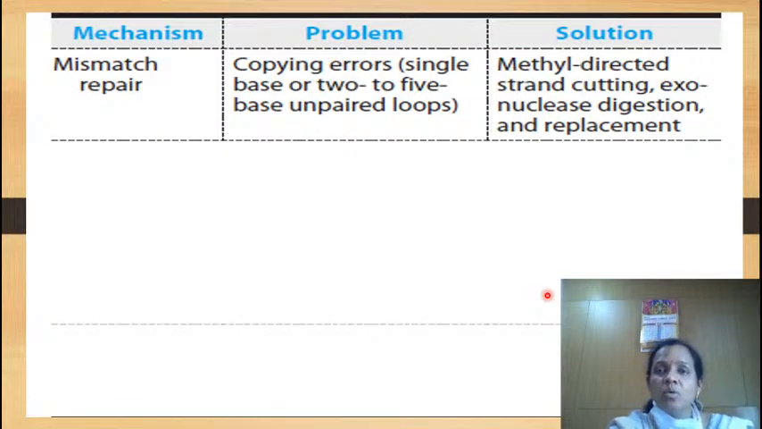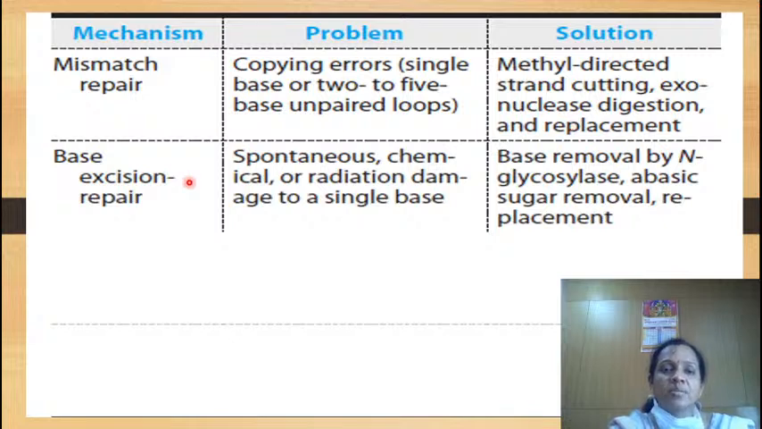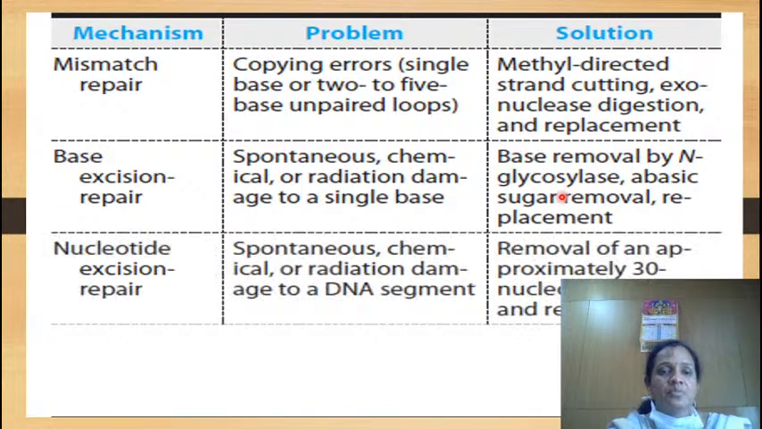Now we'll just look into all the repair mechanisms which we have come across till now. Mismatch repair: copying errors, single base pair or 2 to 5 base unpaired loops. So methylation directed strands are cut, followed by exonuclease digestion and replacement. Next, base excision repair. The commonest cause is chemicals, radiations and all that. This is done by N-glycosylase. It will remove that base, then the abasic sugar is removed and a new nucleotide is added.